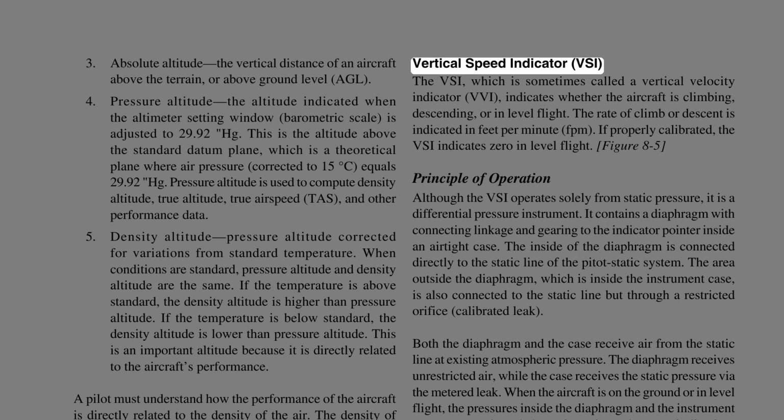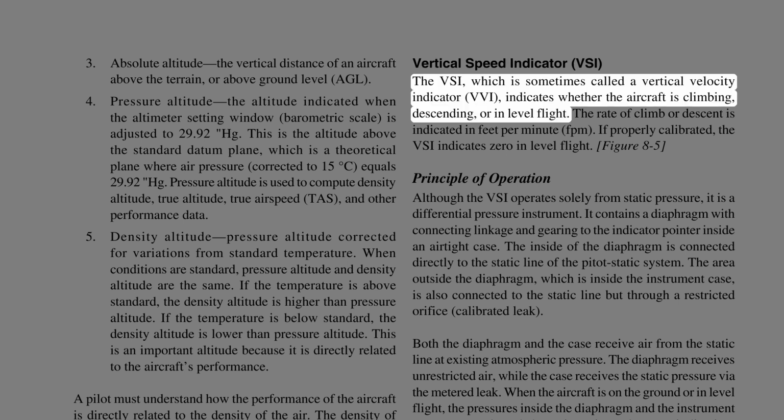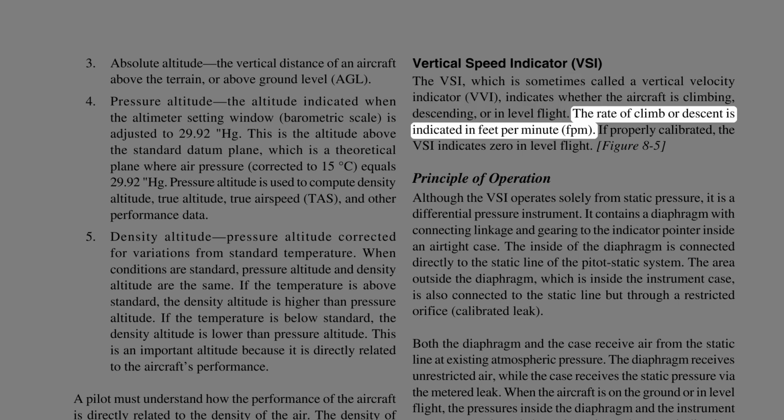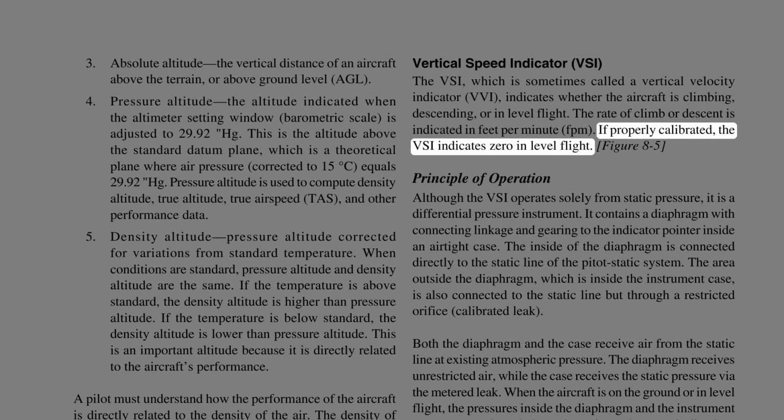Vertical Speed Indicator, VSI. The VSI, which is sometimes called a Vertical Velocity Indicator, VVI, indicates whether the aircraft is climbing, descending, or in level flight. The rate of climb or descent is indicated in feet per minute, FPM. If properly calibrated, the VSI indicates 0 in level flight.